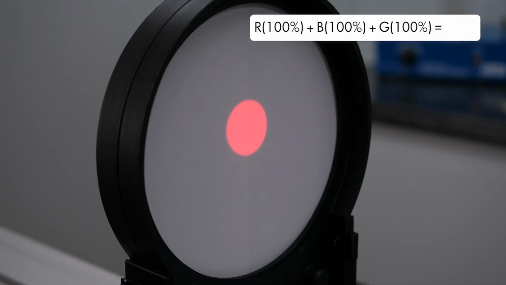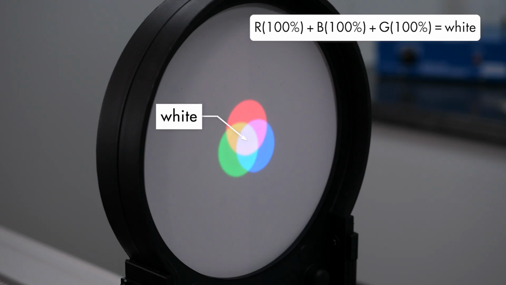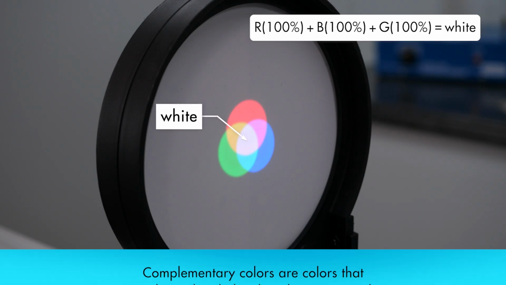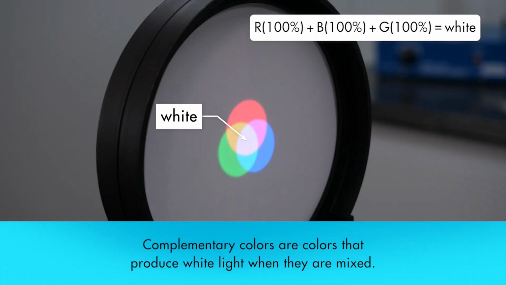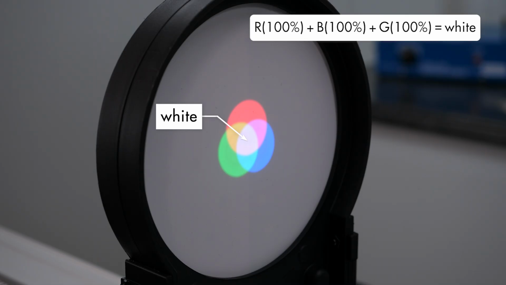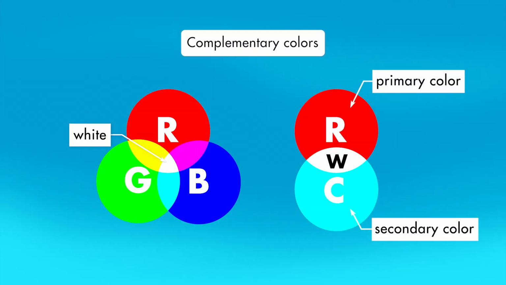Notice what happens when we mix all three additive primary colors at full intensity. In the center, where all three colors overlap, white light is produced. Colors that produce white light when they are mixed are called complementary colors. Each additive primary color is also complementary with a secondary color. Mixing red with cyan produces white, so red and cyan are complementary.